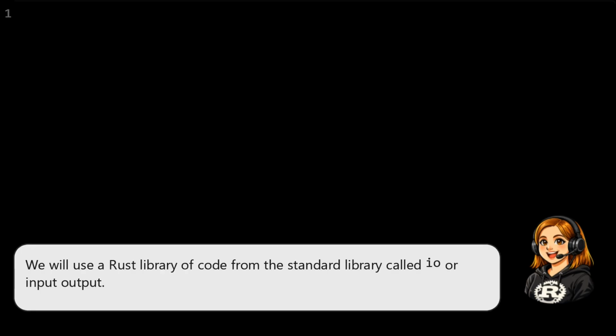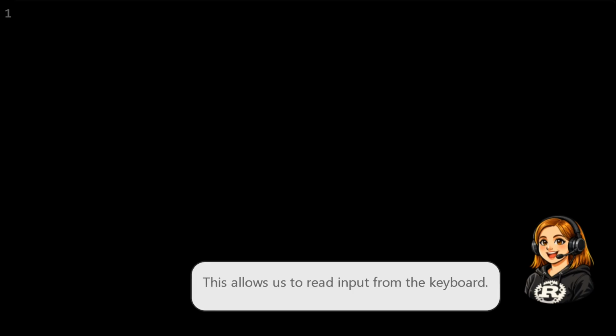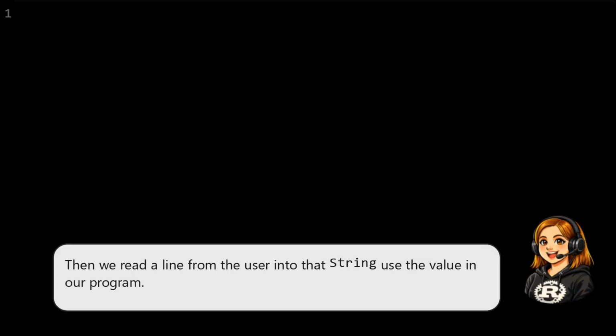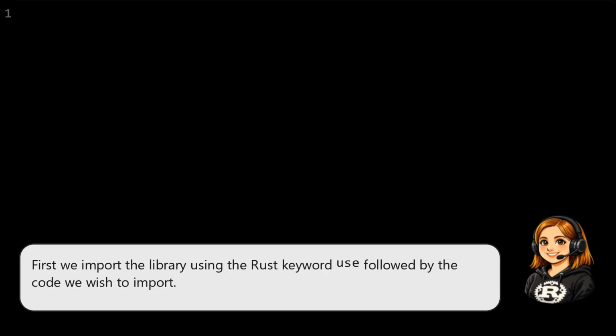We will use a Rust library of code from the standard library called I/O, or input-output. This allows us to read input from the keyboard. The general pattern is that we create an empty string to store the input the program receives. Then we read a line from the user into that string and use the value in our program. First, we import the library using the Rust keyword use, followed by the code we wish to import.